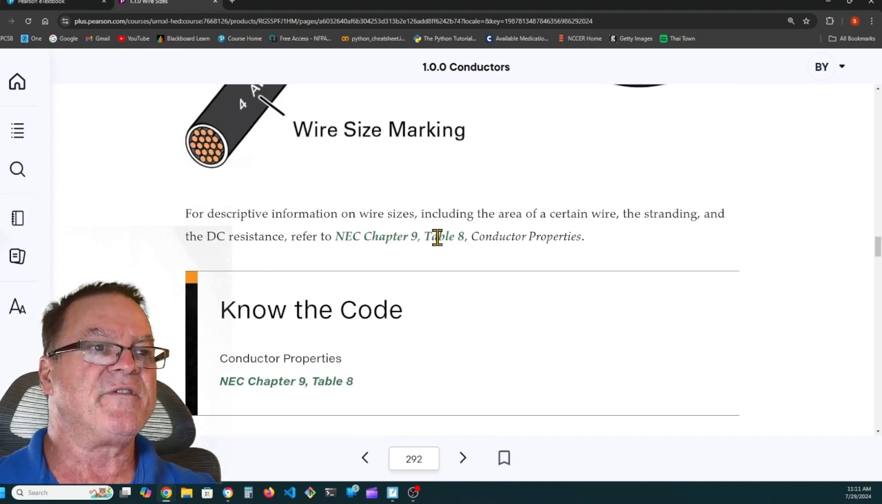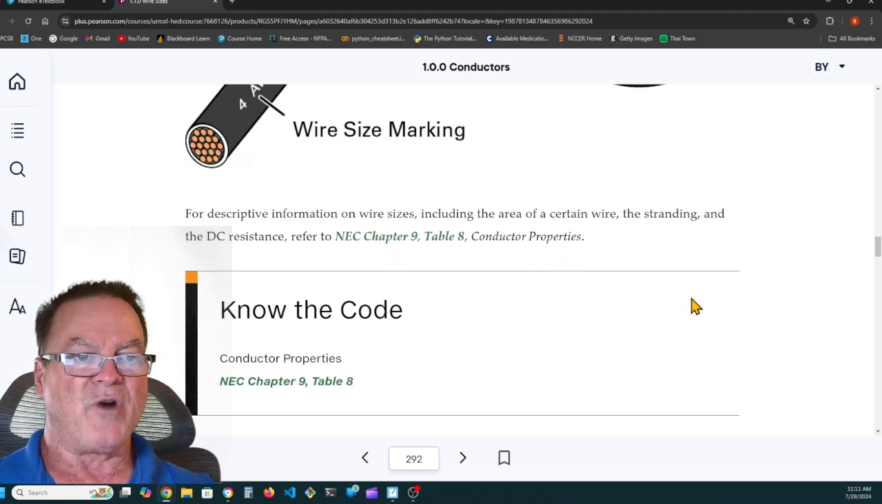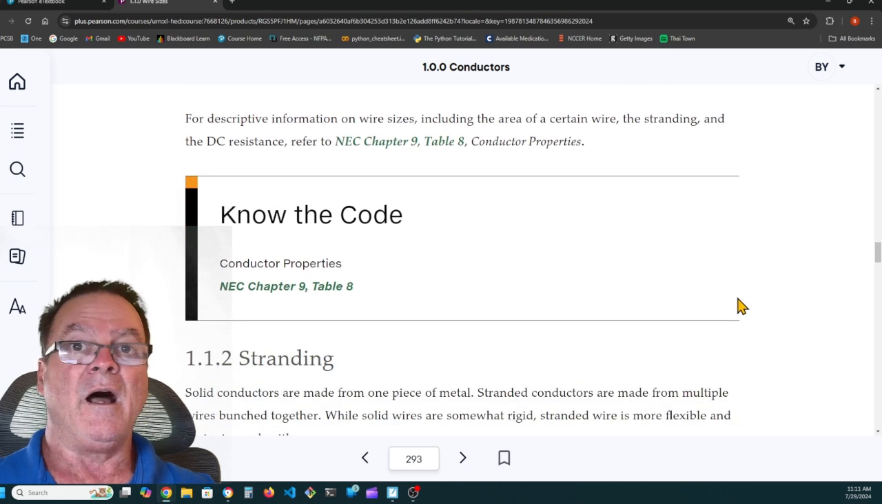It says for descriptive information on wire size, including the area of a certain wire, the stranding and the DC resistance, refer to NEC Chapter 9, Table 8, Conductor Properties. Let's go ahead and take a look at that now.